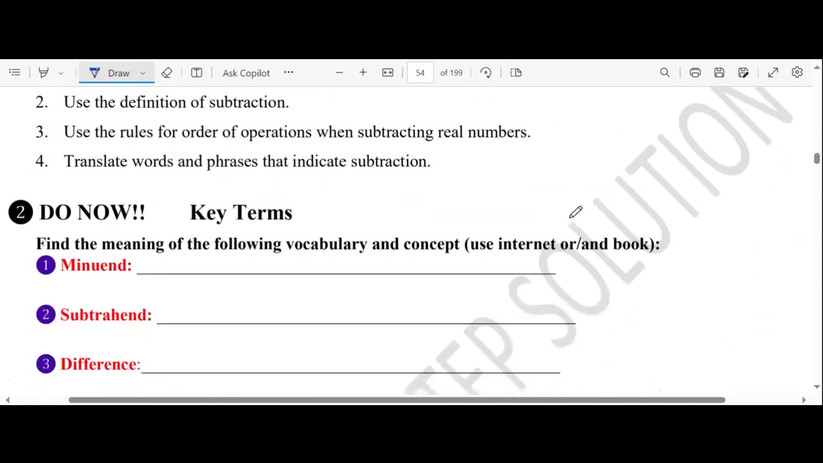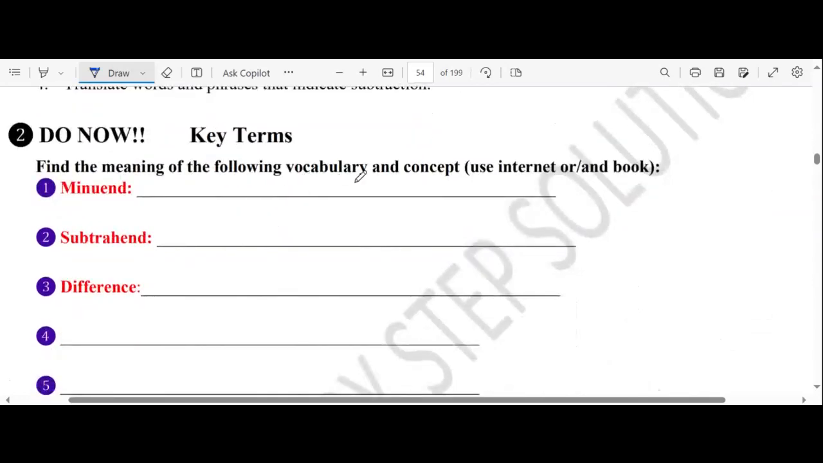Please go to the internet and find the vocabulary meaning for those three words. Minuend, subtrahend, difference.